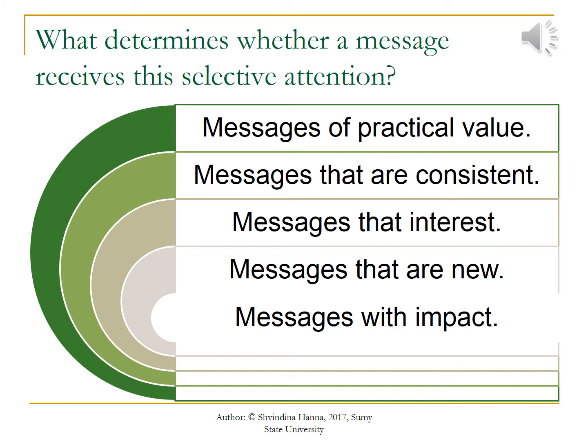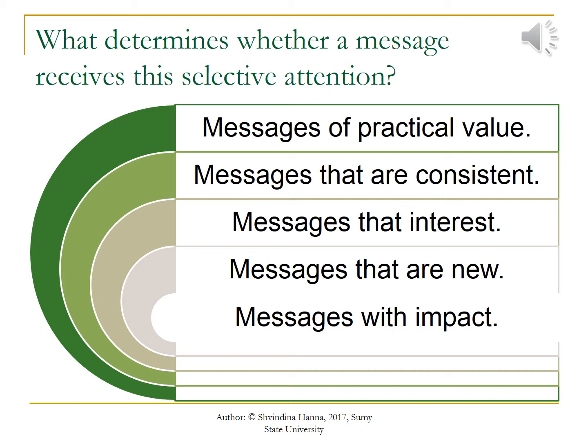Messages of practical value. If customers are in the market for the product, they are more likely to pay attention to the information presented in the message to understand if this product matches their expectations. Messages that are consistent. People look for information that justifies recent buying decisions. New buyers try to prove themselves that the choice was made correctly.